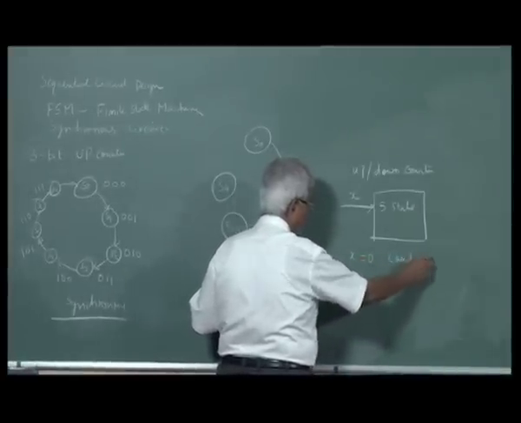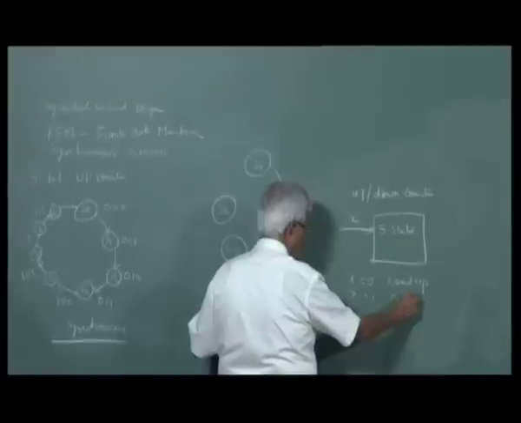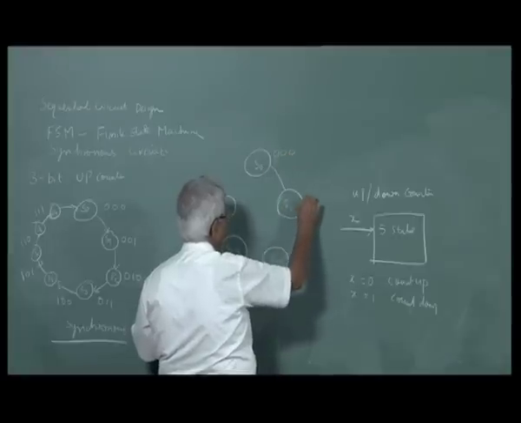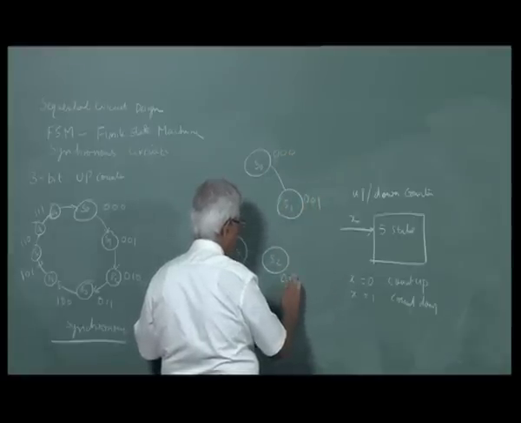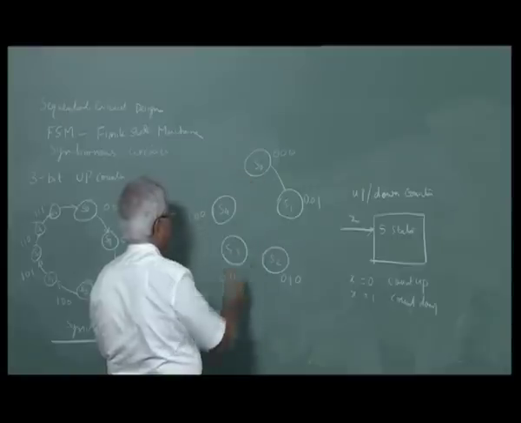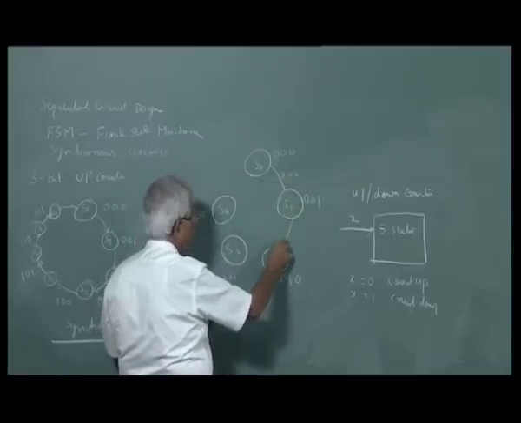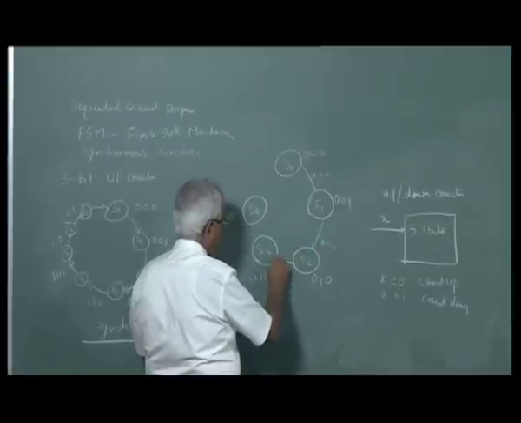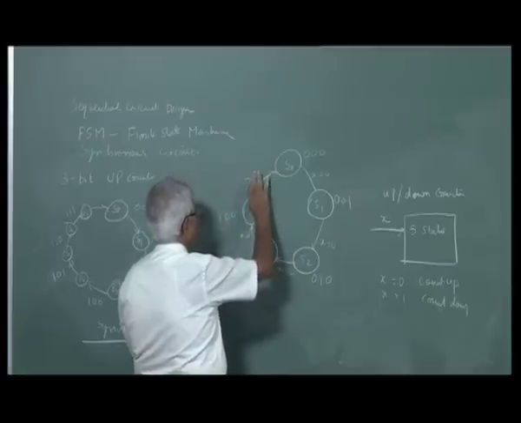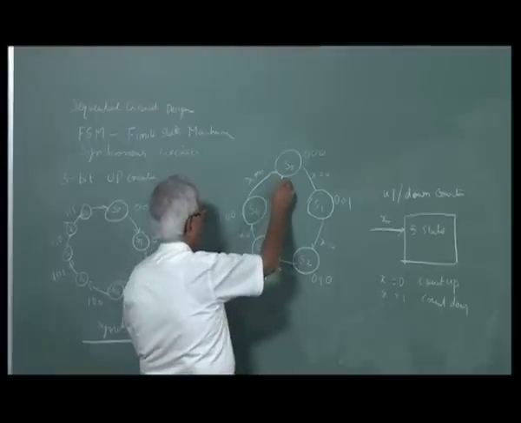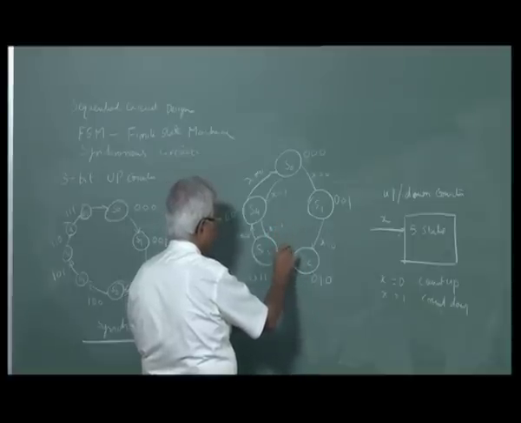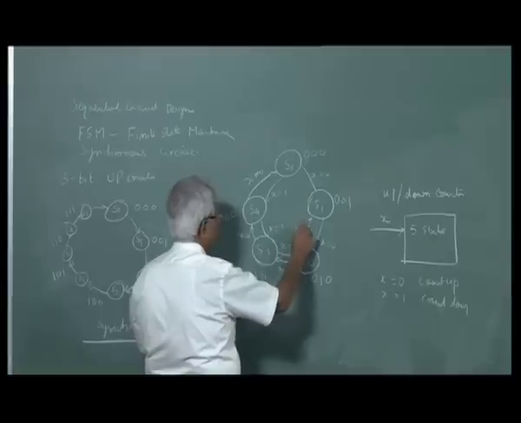X is 0 will count up, X is 1 will count down. So I will call this 0, 0, 0 state, 0, 0, 1 state, 0, 1, 0 state, 0, 1, 1 state, 1, 0, 0 state, and back to this. So if X is equal to 0, it goes from here to here. X is the input. If X is 1, it goes from here to here, from here to here, from here to here, here to here, here to here.